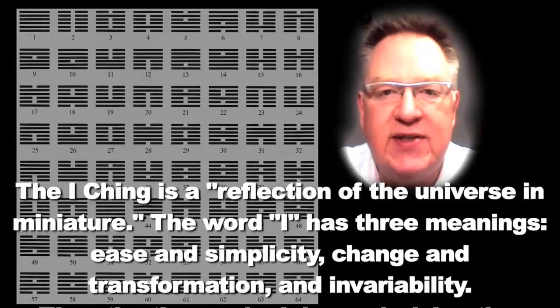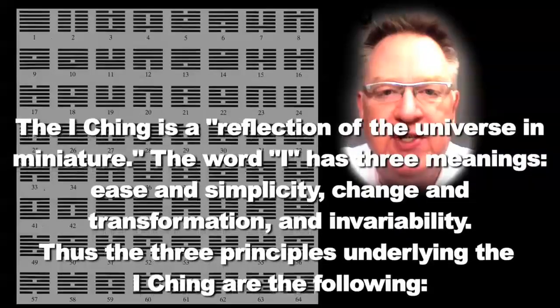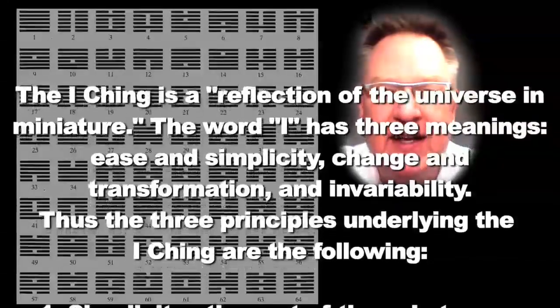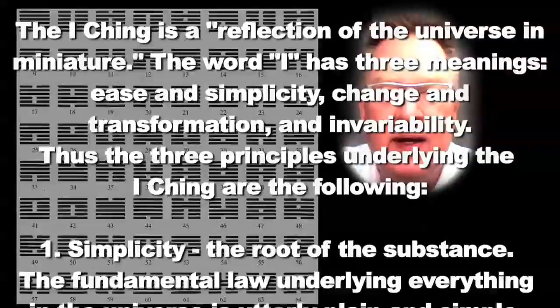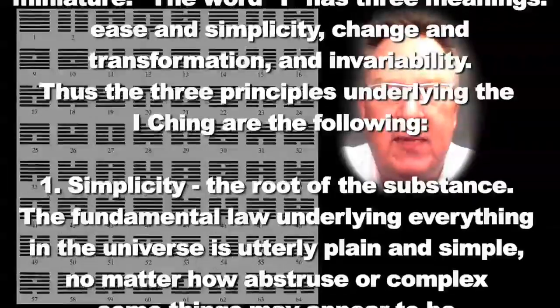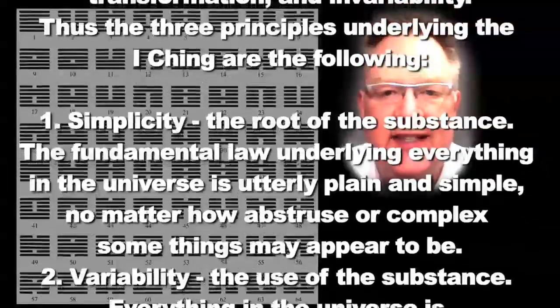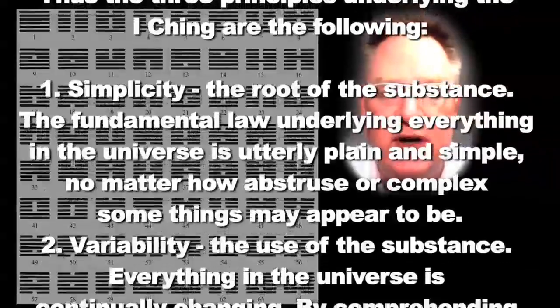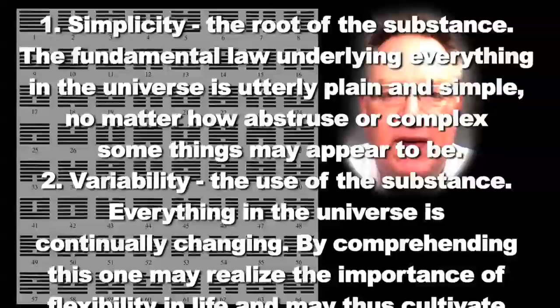The word I has 3 meanings: ease and simplicity, change and transformation, and invariability. Thus, the 3 principles underlying the Ching are the following. 1. Simplicity, the root of the substance. The fundamental law underlying everything in the universe is utterly plain and simple, no matter how abstruse or complex some things may appear to be. 2. Variability, the use of the substance. Everything in the universe is continually changing.